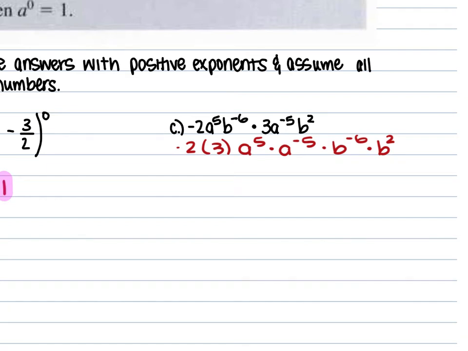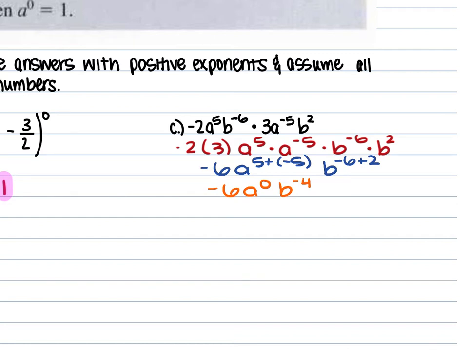The negative 2 times 3 is negative 6. The a to the 5th times a to the negative 5th is a to the 5th plus negative 5. And that b to the negative 6 times b squared is b to the negative 6 plus the 2. If we simplify these, that 5 plus negative 5 is 0. So that's negative 6 times a to the power of 0. That negative 6 plus 2 is giving us b to the negative 4th.